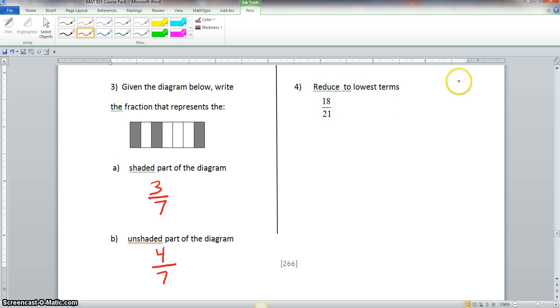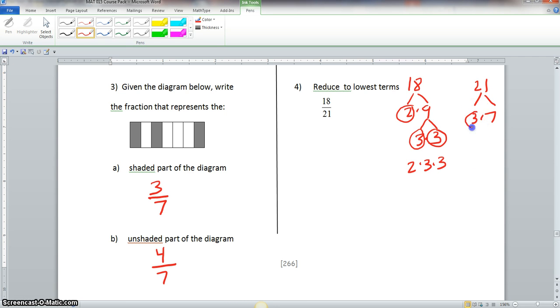Now we come here to number 4. It says reduce to lowest terms. So this is what we do. We would take the prime factorization of 18 and the prime factorization of 21. Now, we know that 2 times 9 is 18. 2 is prime, 9 is not. 9 breaks down to 3 times 3. Now the prime factorization of 18 is 2 times 3 times 3. Now for the prime factorization of 21, we add 3 times 7. 3 is prime and 7 is prime. So we add 3 times 7 for that.